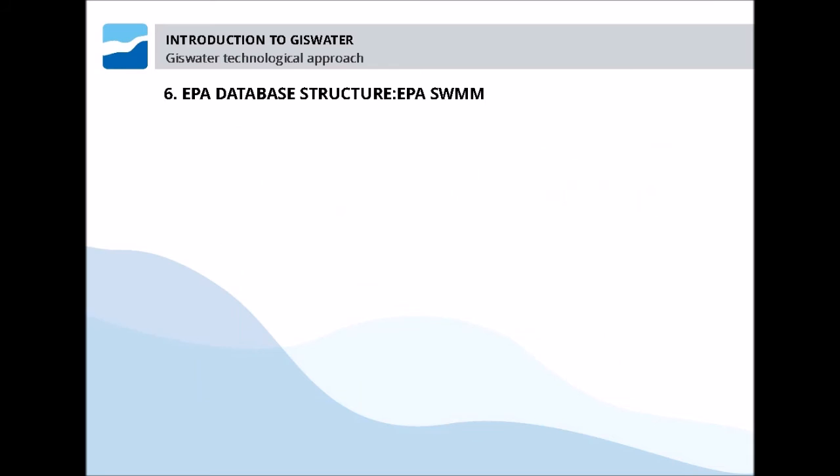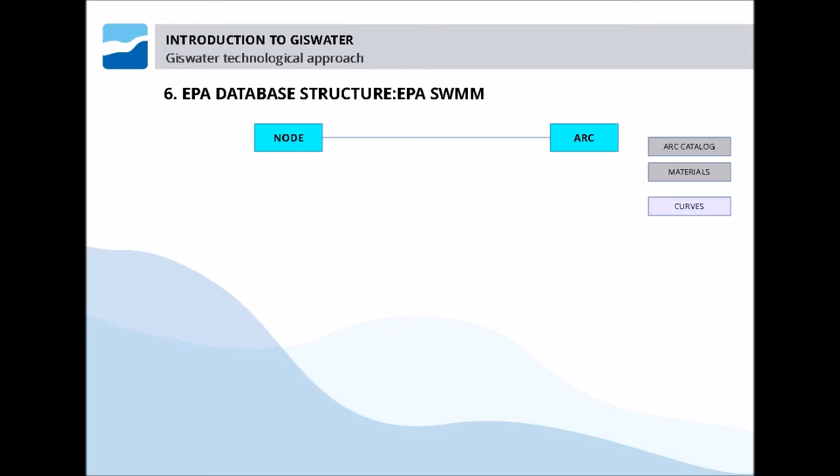We will now see the database structure of EPA SWMM. Like in the case of EPANET, prior to the ARC node structure, we must define the ARC catalog where we will be incorporating the information of ARCs, a catalog of materials where we will have the information of the materials of the conduits, and with this information of tables, ARC and materials, we will define our structure, our ARC node network topology, and from there we can continue with tables of information associated to curves, time series tables, or demand patterns.